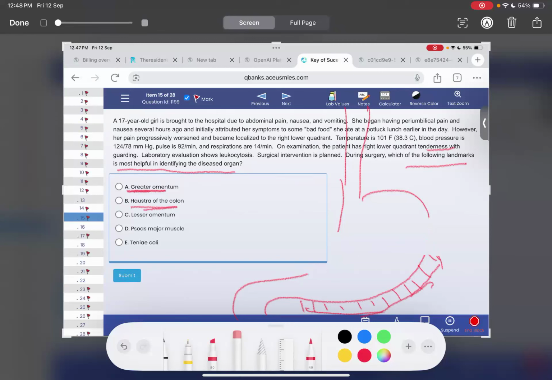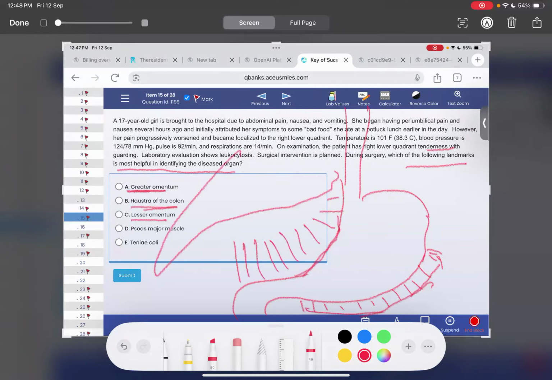Let's discuss what the lesser omentum is. What is the lesser omentum? Like this is your liver, so this is your lesser omentum here. So this is your hepatoduodenal ligament, the two types of lesser omentum being the hepatoduodenal ligament and the hepatogastric ligament. So this has no concern with appendicitis.